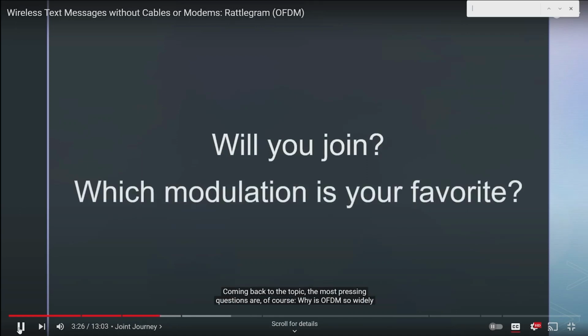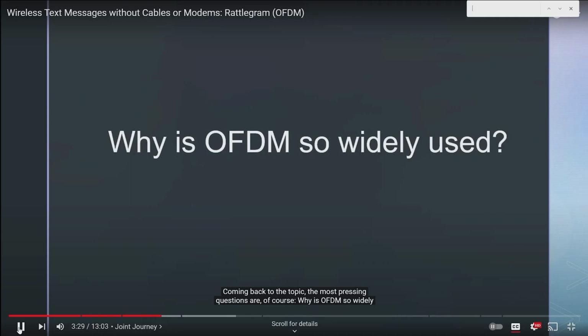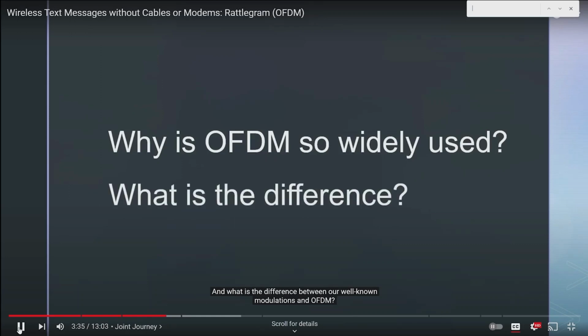Coming back to the topic, the most pressing questions are, of course, why is OFDM so widely used? And what is the difference between our well-known modulations and OFDM?